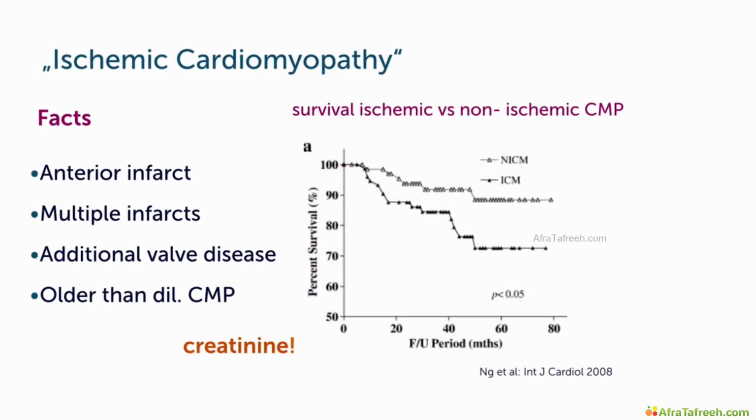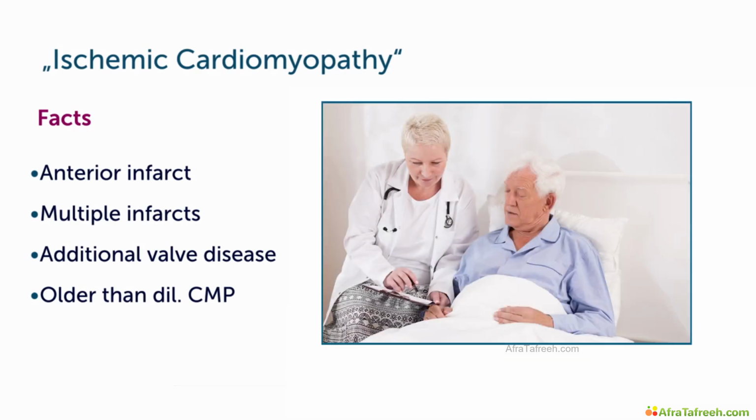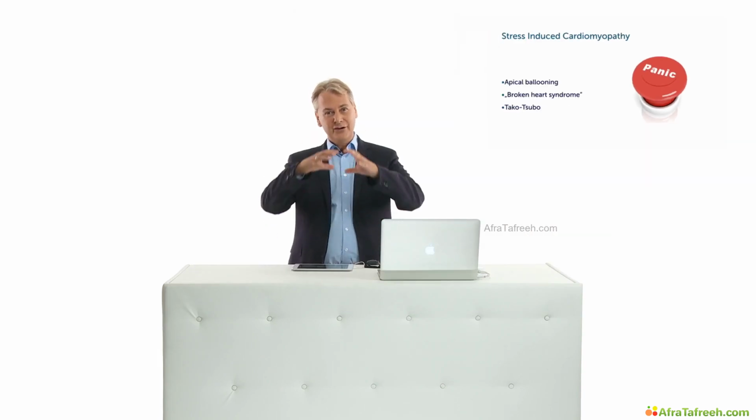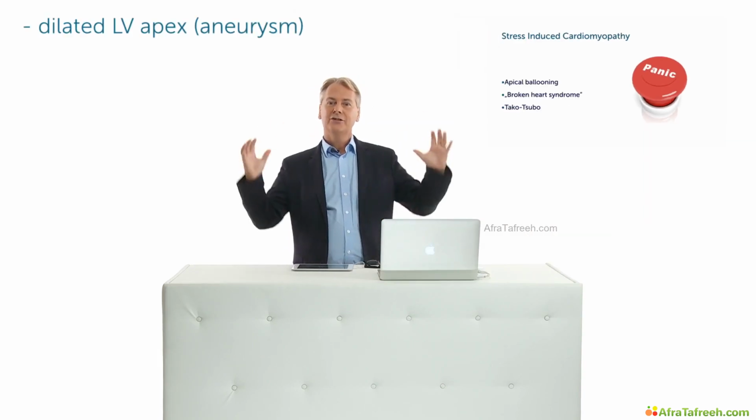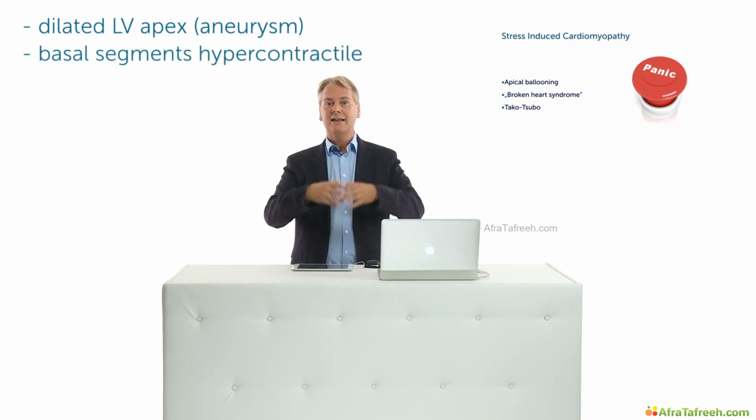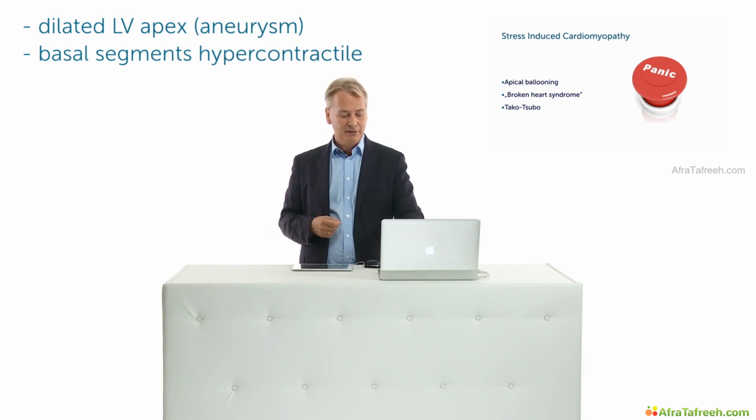And furthermore, we see ischemic cardiomyopathy more frequently in the elderly population versus dilated cardiomyopathy, where even children or young individuals can have the disease. The next important form of cardiomyopathy I would like to talk about is the so-called stress-induced cardiomyopathy, or Takotsubo syndrome, or broken heart syndrome as it is also called. It's a form of cardiomyopathy which has a very typical feature where we have dilatation of the apex and sometimes hypercontractility at the base. So it looks like an aneurysm actually. We also call it apical ballooning.